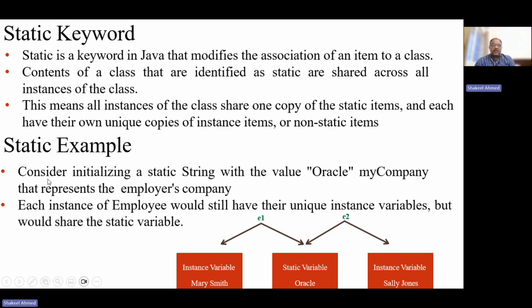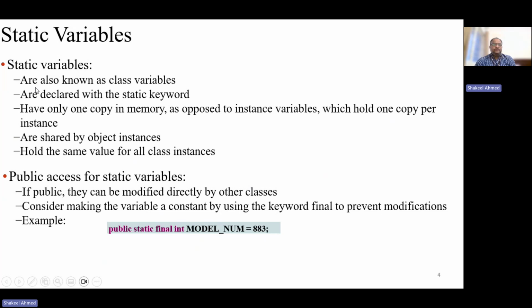Here you can see we consider initializing a static String with the value Oracle, myCompany, that represents the employer's company. Each instance of the employee would still have their unique instance variables, but would share the static variable. The static variable here, Oracle, will be shared by all of them because it is declared as static. Static variables are also known as class variables. They are declared using the keyword static, and they have only one copy in memory as opposed to instance variables, which hold one copy per instance.